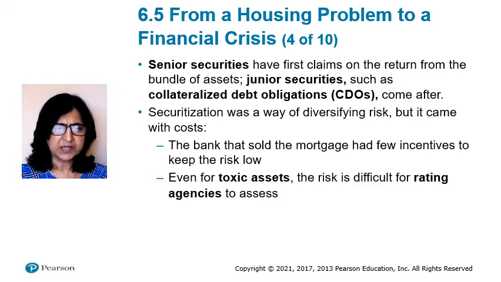Senior securities have first claims on the return from the bundle of assets. Junior securities, such as collateralized debt obligations (CDOs), come after. Securitization was a way of diversifying risk, but it came with costs. The bank that sold the mortgage had few incentives to keep the risk low. Even for toxic assets, the risk is difficult for rating agencies to assess.